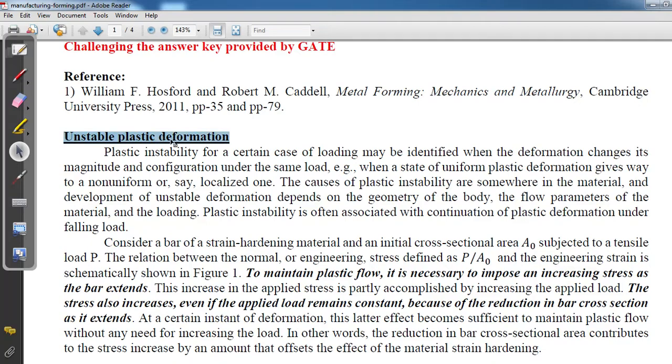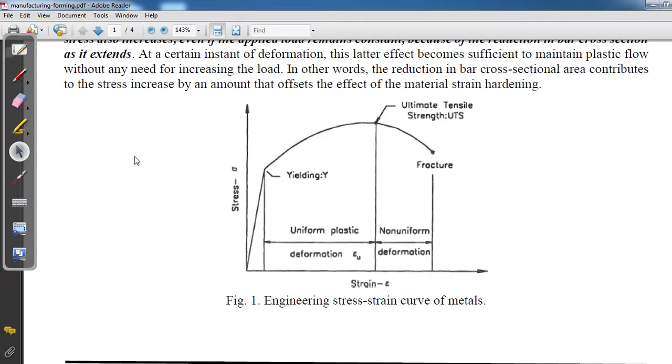First we will see what is unstable plastic deformation. This is the stress strain diagram, we all know. After yielding, there is a point of ultimate tensile strength and then fracture. This range is known as uniform plastic deformation, and this zone is known as the non-uniform deformation zone. Here the necking starts. This is the maximum ultimate point where necking starts, and after that non-uniform deformation starts.